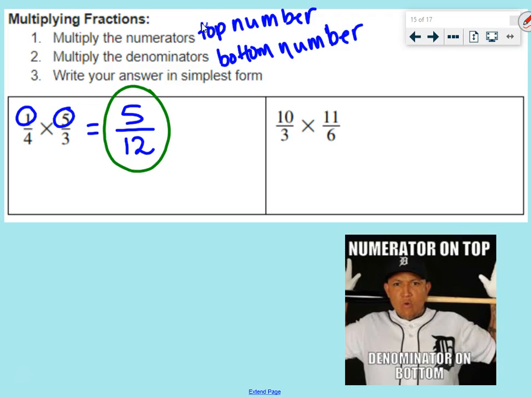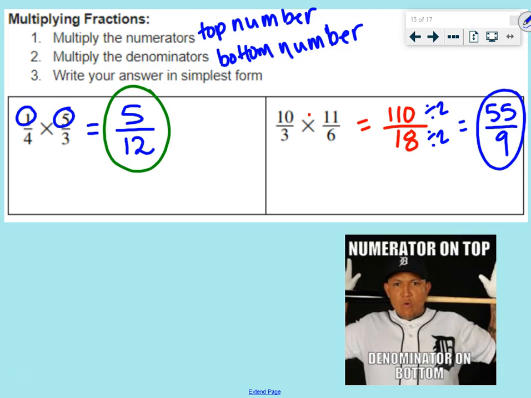For the second one, we have 10 times 11, which is 110. And then we have 3 times 6, which is 18. Now this one we can simplify. So if we look, they're both even numbers, so we could divide both the top and the bottom by 2 to simplify that. So 110 divided by 2 would be 55, and 18 divided by 2 would be 9. So that would give us 55 over 9.